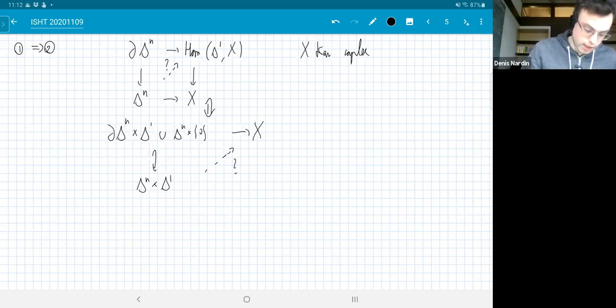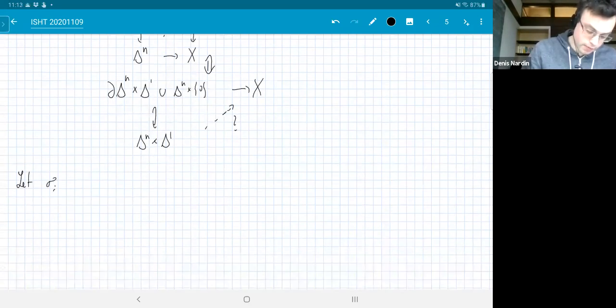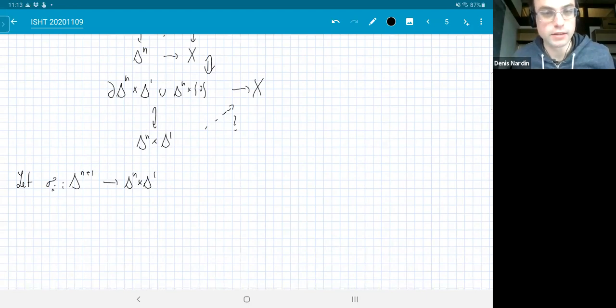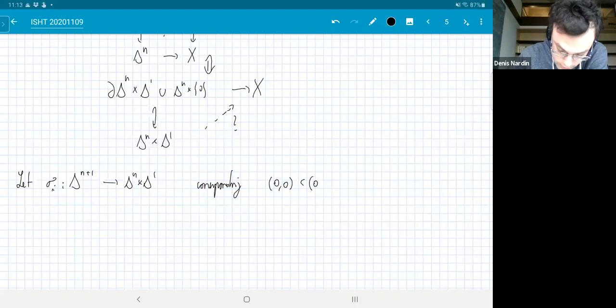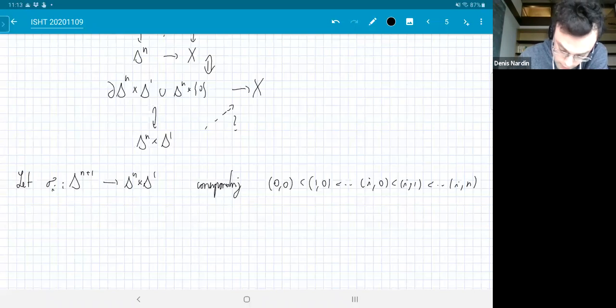So the idea is, let sigma i from delta n plus one to delta n times delta one. And by the way, this proof is going to look really, really similar to the proof that singular homology is homotopy invariant. That's not a coincidence, but let me leave it at that. So let's consider this simplex sigma i, which corresponds to, remember, n simplices are just chains of n plus one totally ordered elements in this thing. So it corresponds to (0,0), (0,1), ..., (i,0), (i,1), ..., (n,1).